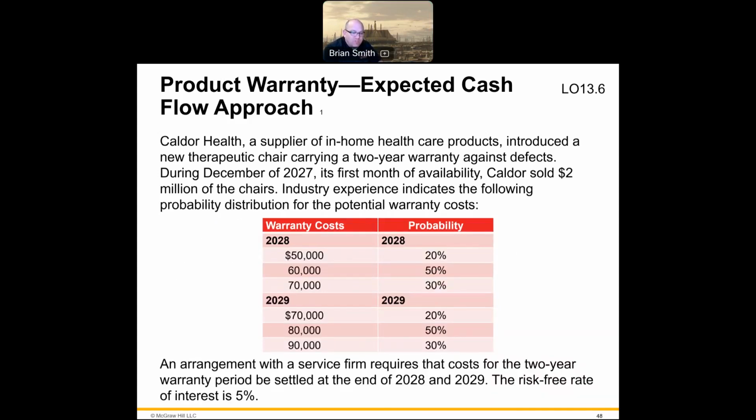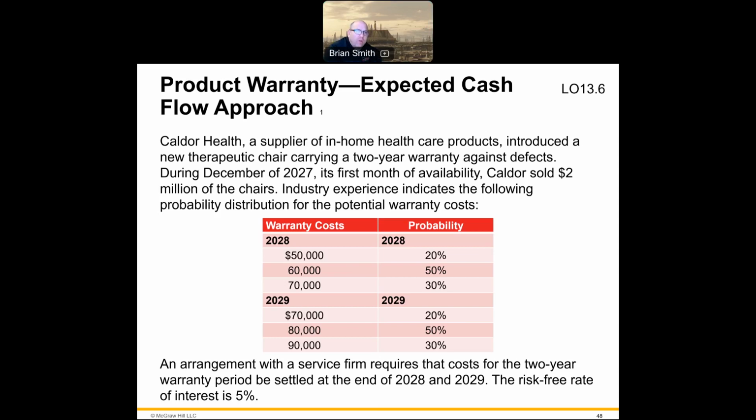And that's kind of what we're trying to do here: expense what we think it is today, and then have that liability amount to fund these warranty situations later on down the road. So in this case, we're looking at the probability versus the warranty costs, okay?